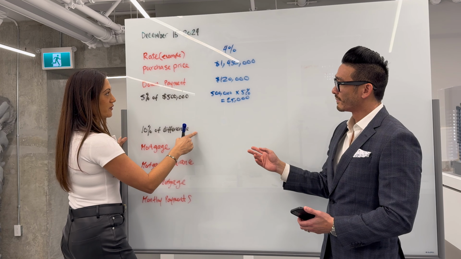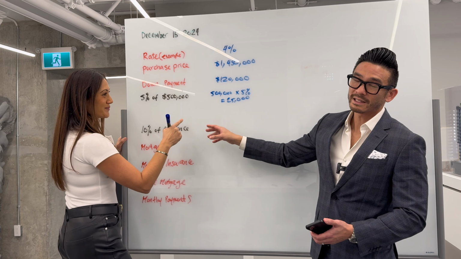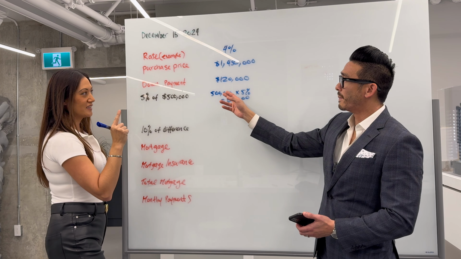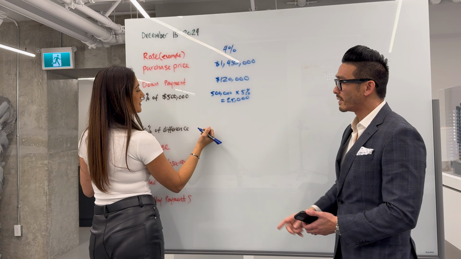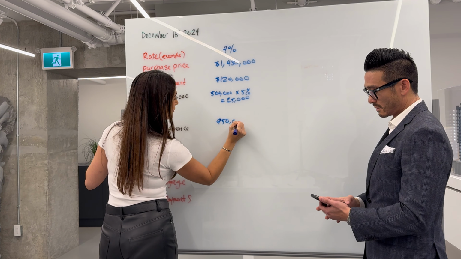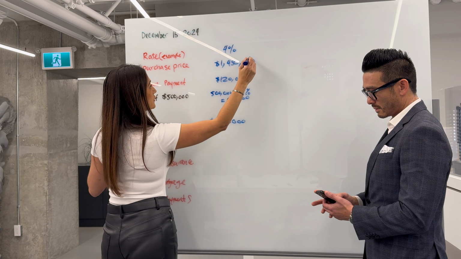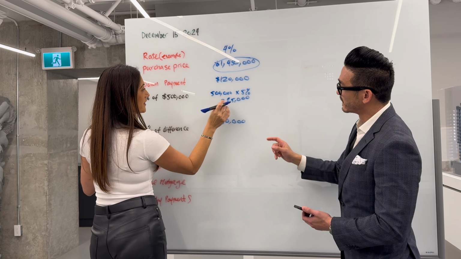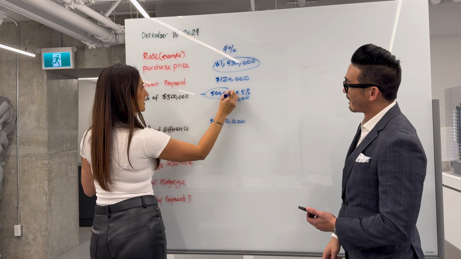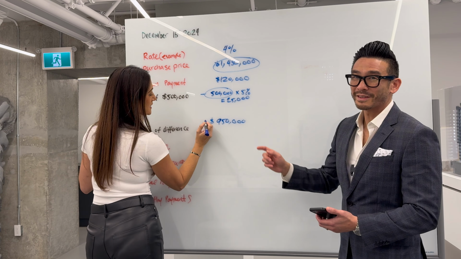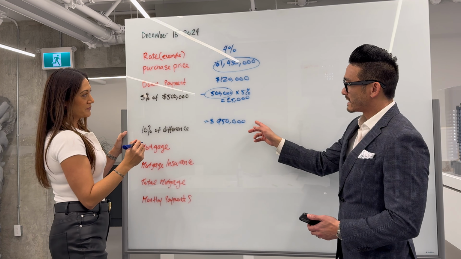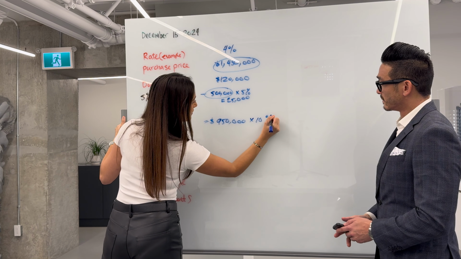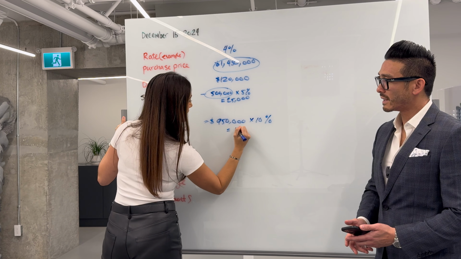And then the difference between 1.45 million and 500,000, which is 950,000. The next number is basically 10% of the difference. So you've already taken 1.45 million minus 500,000 equals 950,000. This number minus that number equals 950,000. And then that's going to be multiplied by 10%. So this number times 10% equals 95,000.